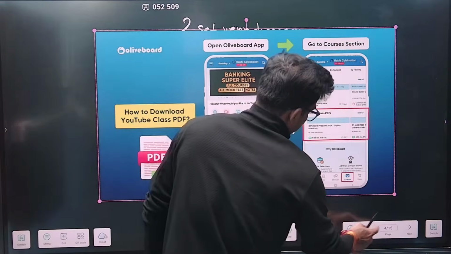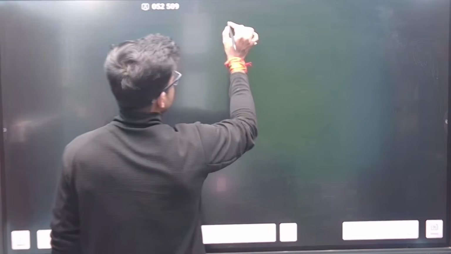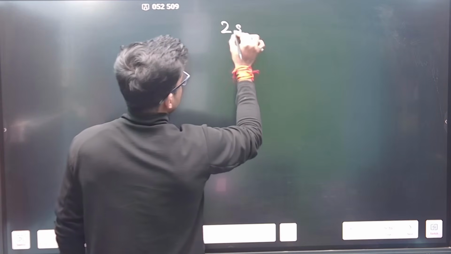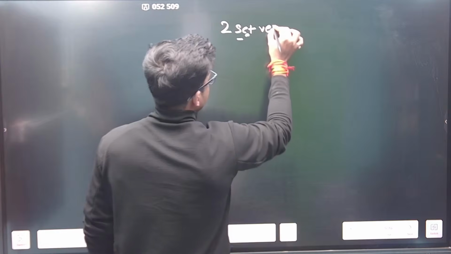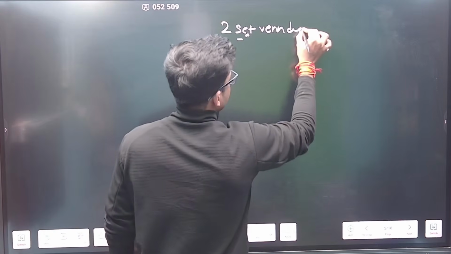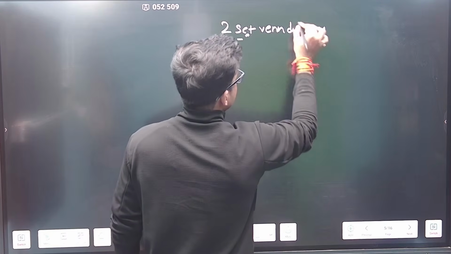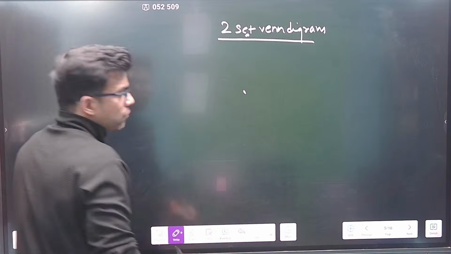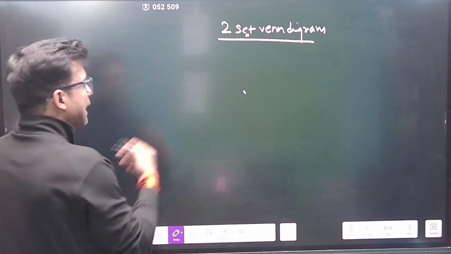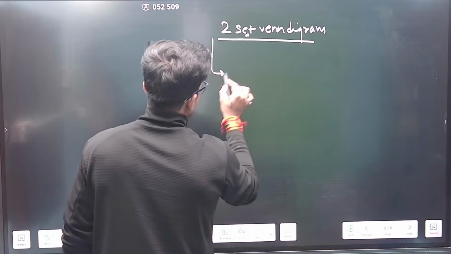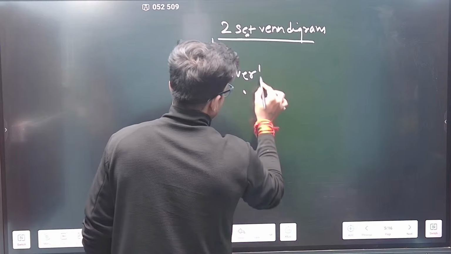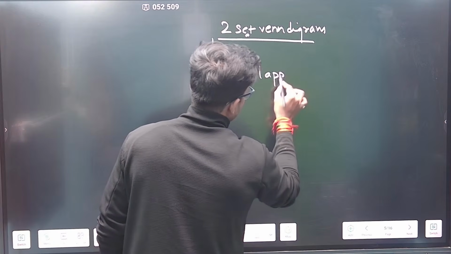Let's come to the point where we were teaching. So basically guys, we were at the 2 set Venn diagram. As I said to everyone, stick to it if you're not getting it. A 2 set Venn diagram, or any set of Venn diagram, means overlapping. So what is the meaning of overlapping?